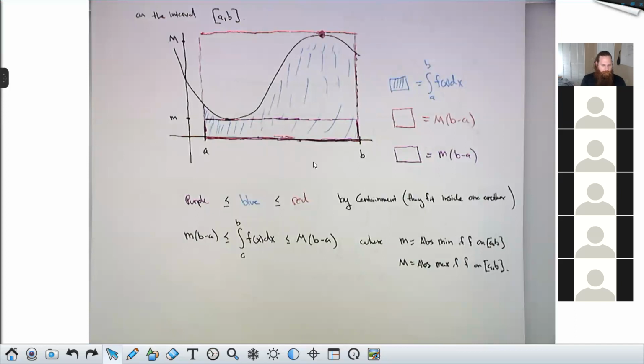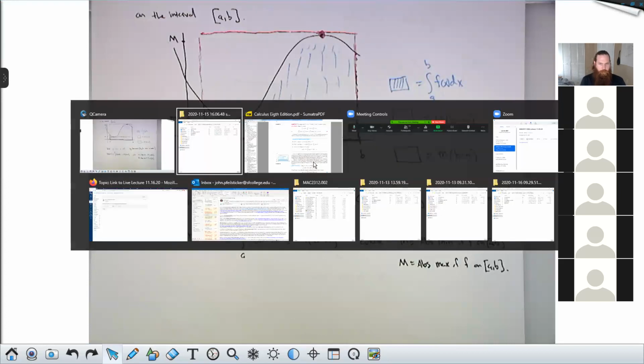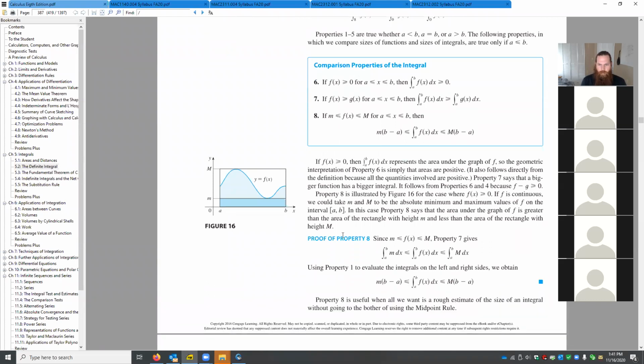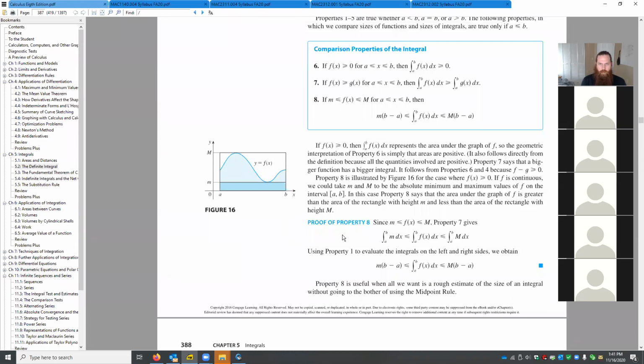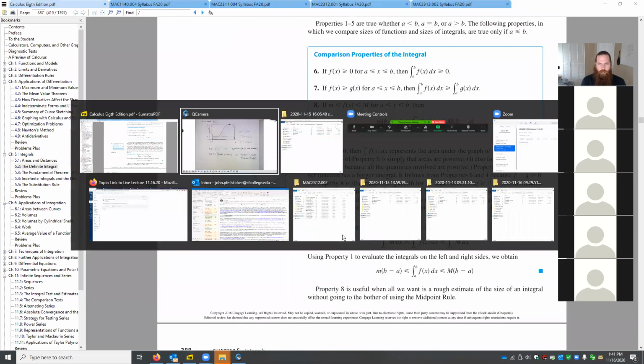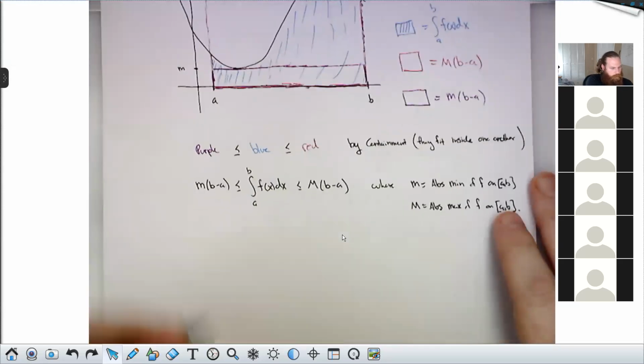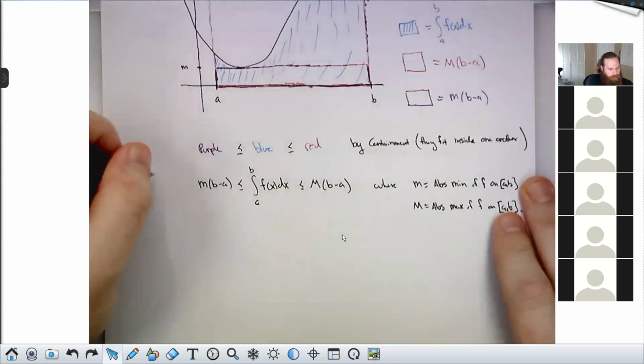Let's try an example. Your textbook has one here. We'll do theirs. So they want you to use this property. And I'll show you a more general rule here. So this is one of your rules, right? This is a theorem.